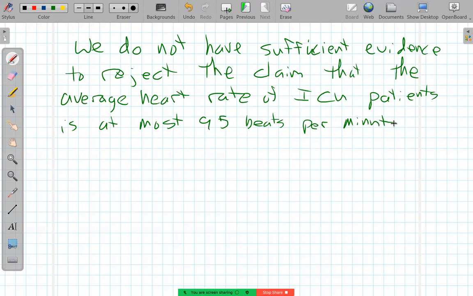So that's a semi-technical way of stating it. I don't want to use the word hypothesis, null hypothesis. Definitely don't want to use the word null, right? I wanted my mom to kind of get what I'm talking about here. And I could say, based on the sample, we do not have sufficient evidence to reject the claim that the average heart rate of ICU patients is at most 95 beats per minute. So that's the conservative way to state this. I could also state the data supports the claim that the average heart rate of ICU patients is at most 95 beats per minute. And that is called a conclusion.